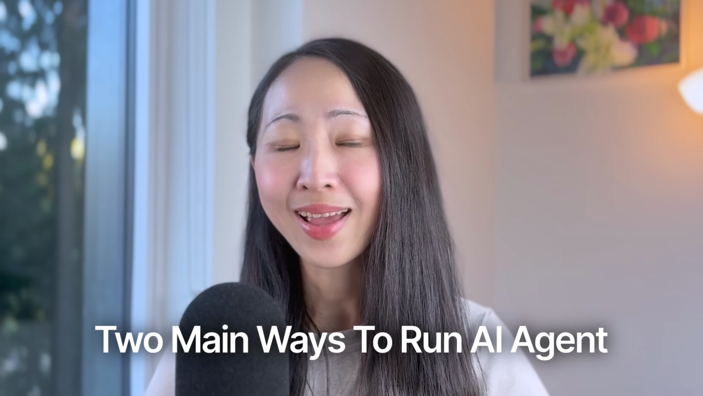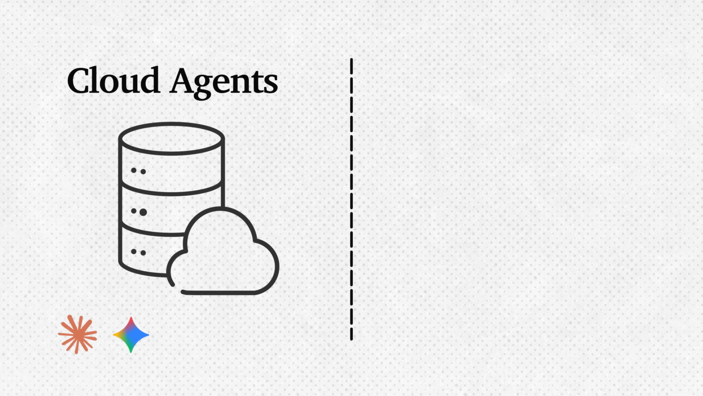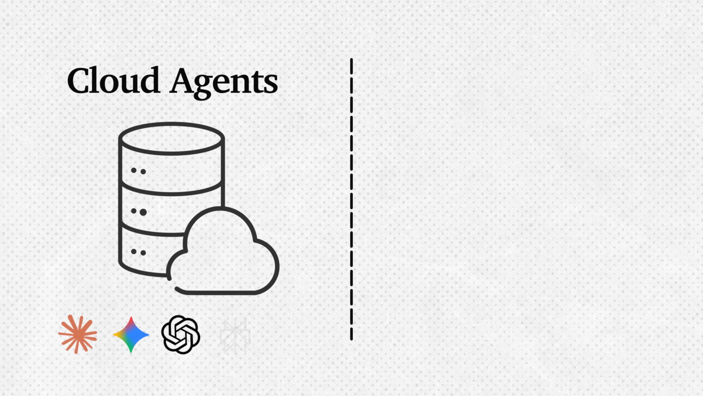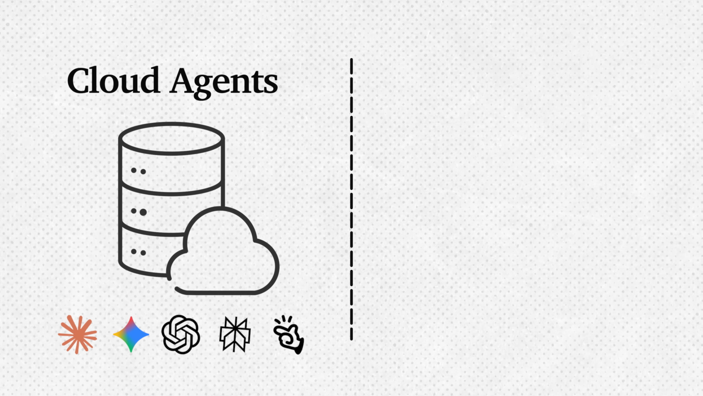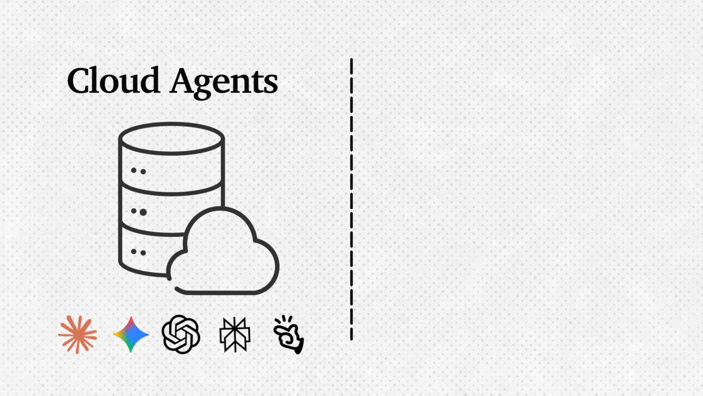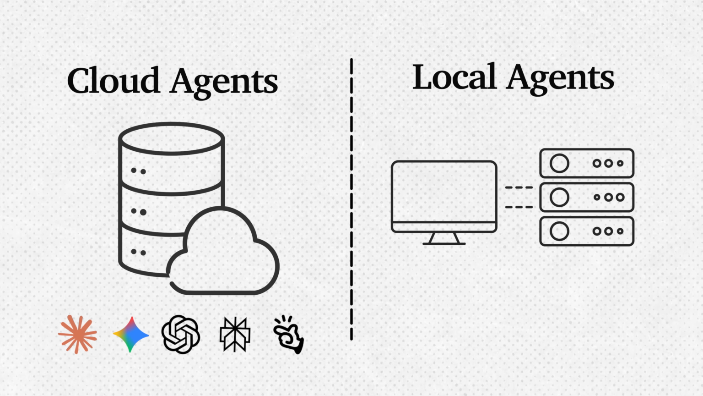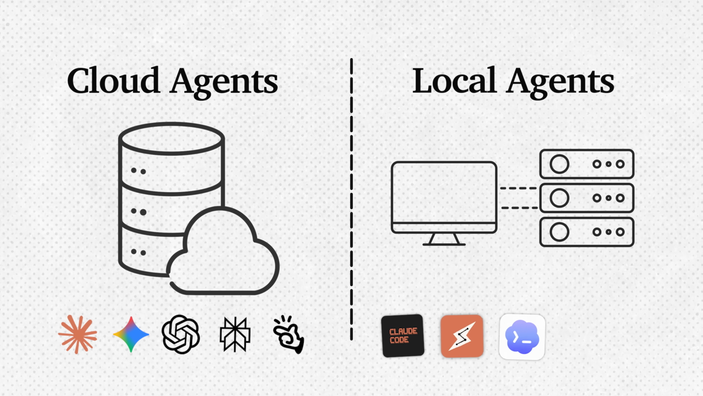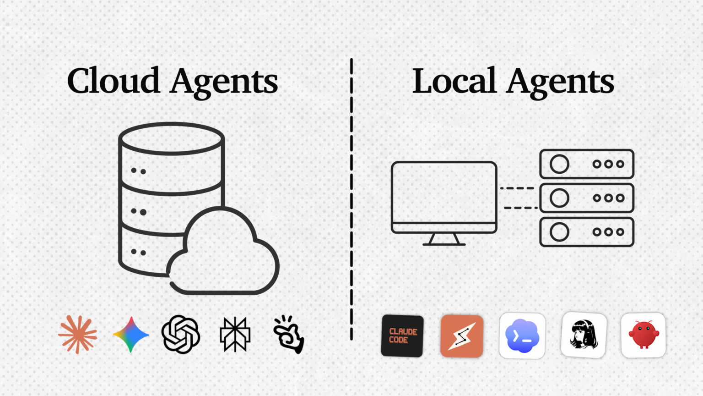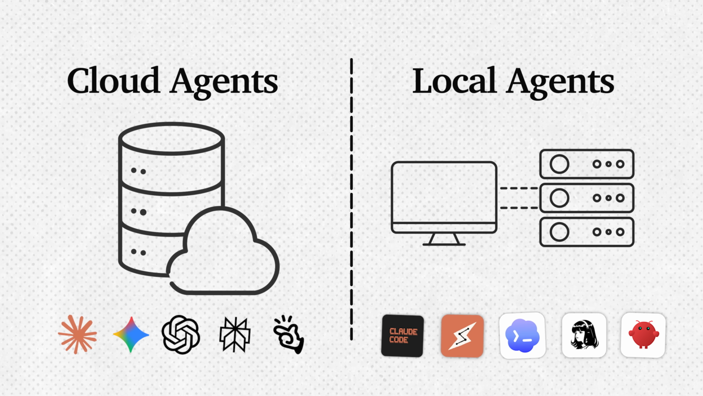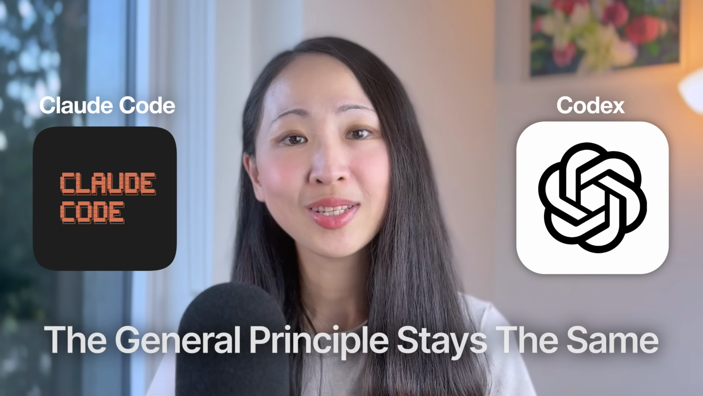Now, there are two main ways AI agents can run. Cloud agents like Claude Managed Agent, Google Gemini Spark, Google Enterprise Agent Platform, Perplexity Computer, and Manus. So these agents run on the company's cloud server and don't automatically have access to your local computer. And the second way, local agents, which I believe most of us use, like Claude Cowork, Codex, Hermes, OpenClaw, they run on your own computer or company server. You can let them read your files and folders directly. And for this video, we're covering Claude and Codex specifically, but the general principles stay the same.